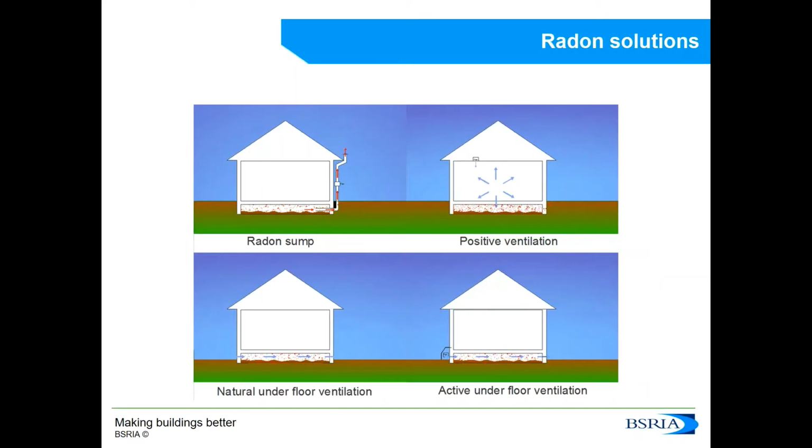there are some things that you can do to avoid having radon in your home. For example, you could have a radon sump, which consists of extracting the air possibly contaminated with radon from the lower area of the house. You could have positive ventilation in your house. So if you have positive ventilation, the air is going to flow from the house into this area here and not the other way around. And you could have natural underfloor ventilation or active underfloor ventilation.